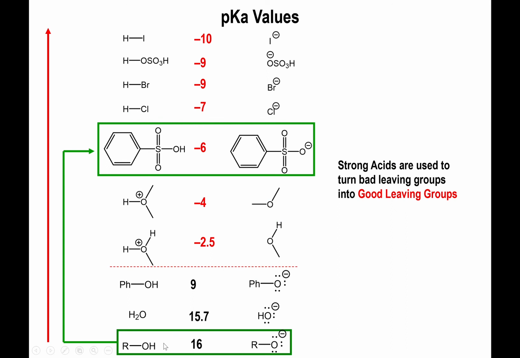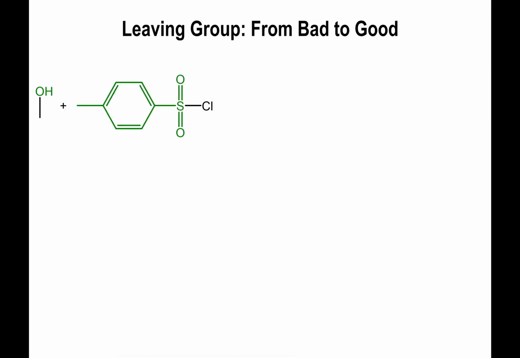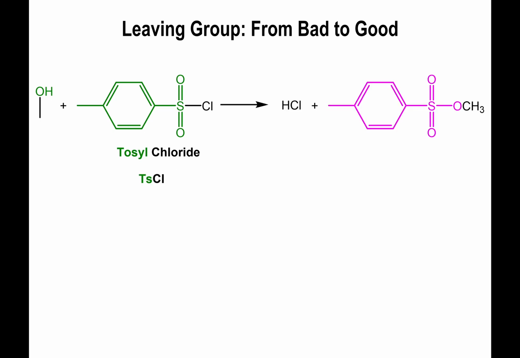And the other method to make a bad leaving group, like an alcohol or an alkoxide, into a good one is to use this substance right here known as tosylic acid. Except that instead of starting with tosylic acid, we start with tosylic chloride, or tosyl chloride. And what happens here is that the alcohol exchanges with the chloro group, and you form this new functionality, which is basically a derivative of sulfuric acid, an alkyl sulfate derivative. In this particular case, this is methyl tosylate.